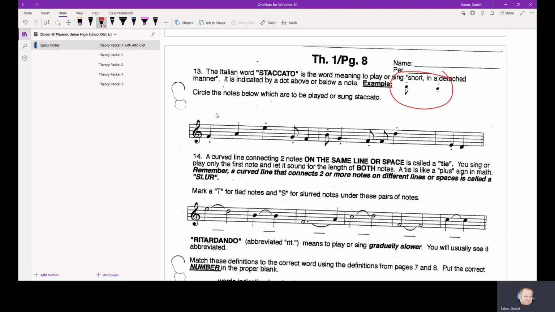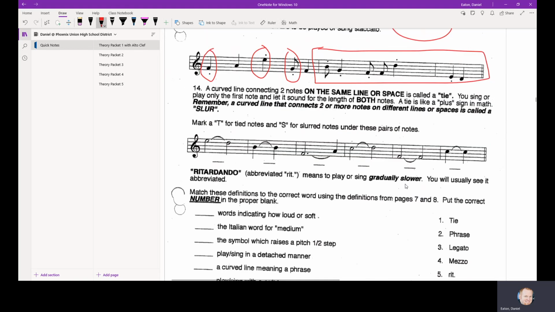All right, so this is pretty easy. If it has a dot, circle it. I'm going to let you all do this chunk of stuff right here, but it should be really obvious which ones are staccato and which ones are not, okay?